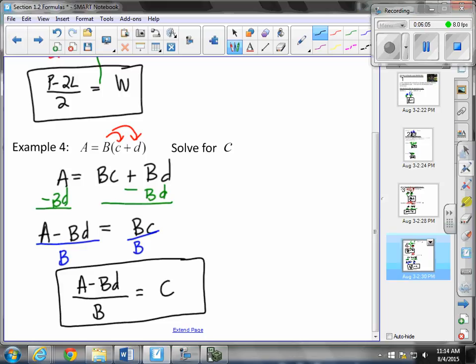Be careful with the cases of your letters when you type them in for your answers.